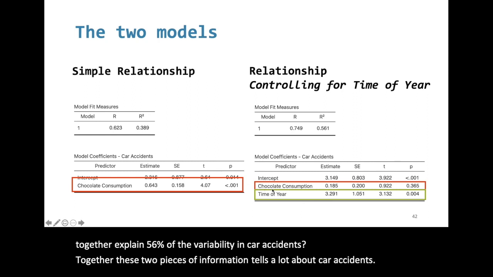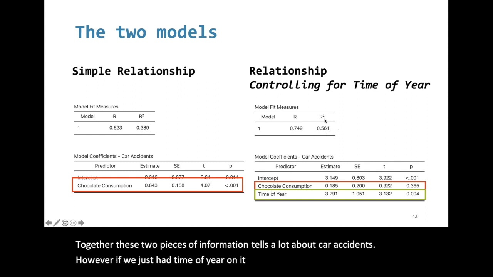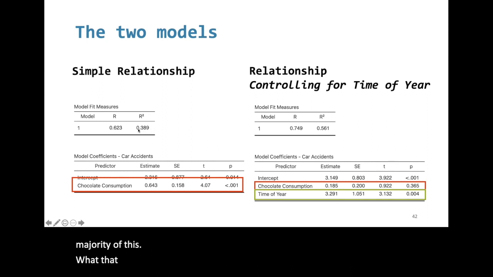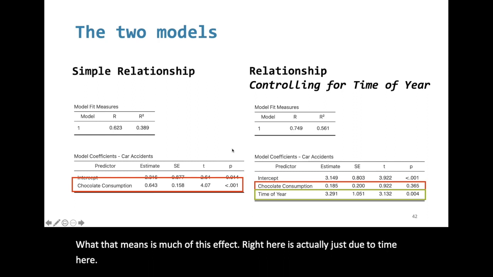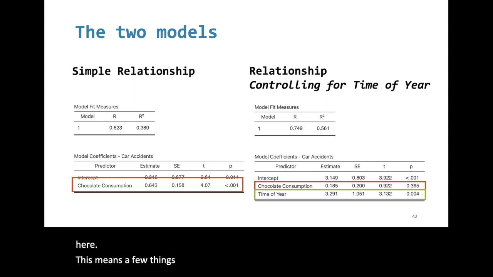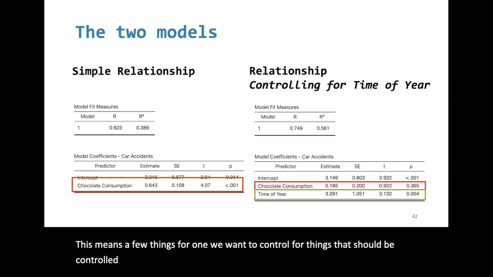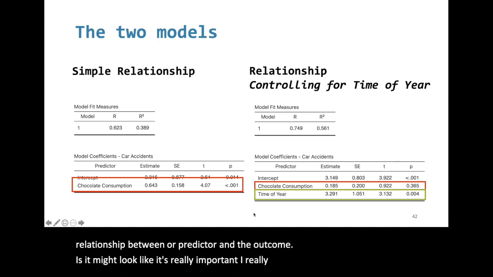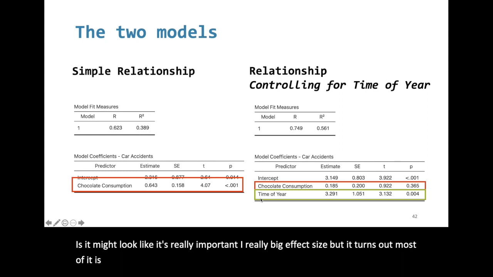However, if we just had time of year on its own, it would probably explain the majority of this. What that means is much of this effect right here is actually just due to time of year. This means a few things. For one, we want to control for things that should be controlled for. We want to account for anything that could be confounding the relationship between our predictor and the outcome. Because it might look like it's really important, a really big effect size, but it turns out most of it is just due to time of year.